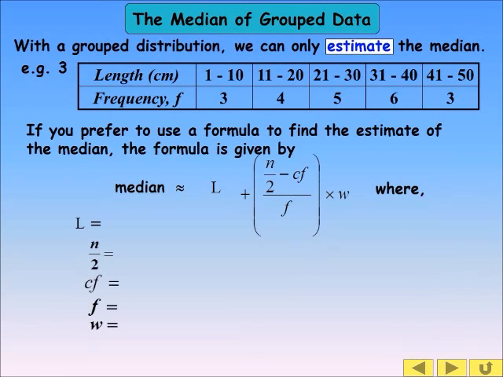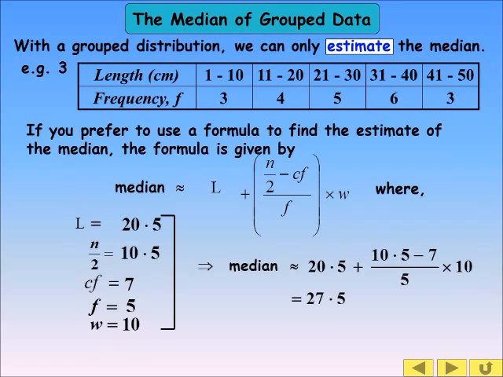What is lowest? N over 2 is 10.5. The cumulative frequency before the class that has the median is 7. The frequency of this median class is 5. Y is equal to 10, since the class is 21 to 30, and y is 10.